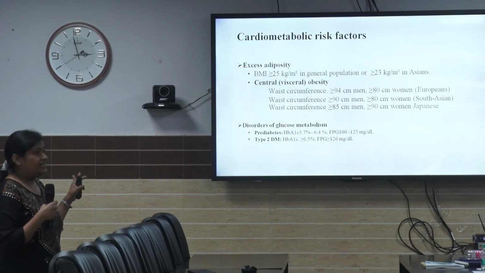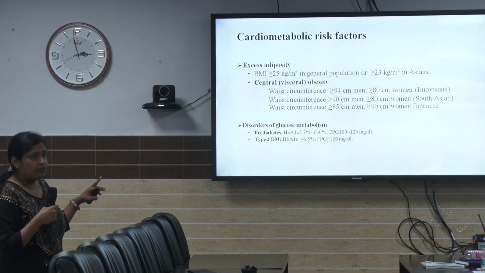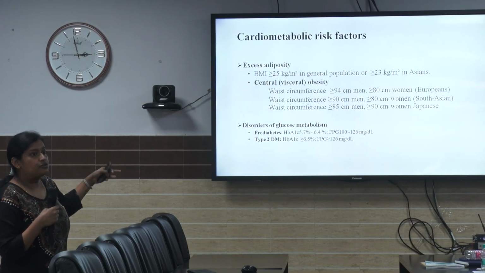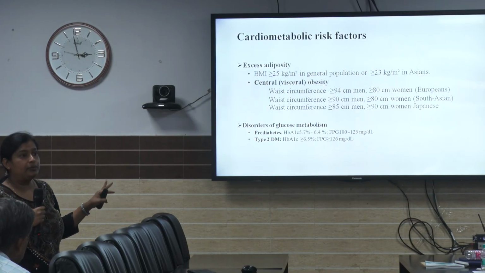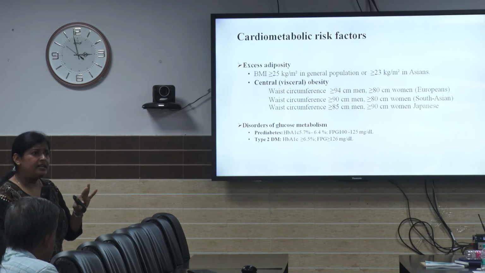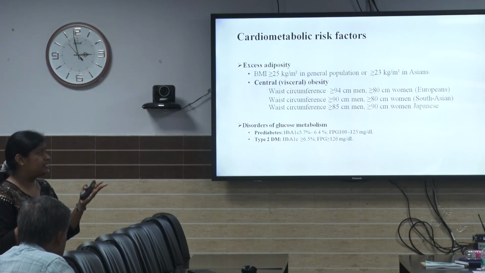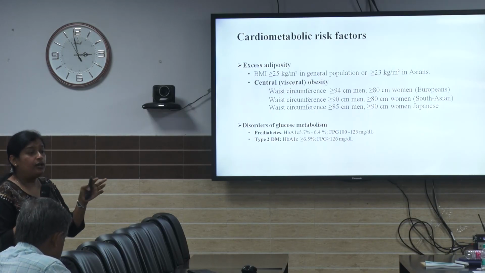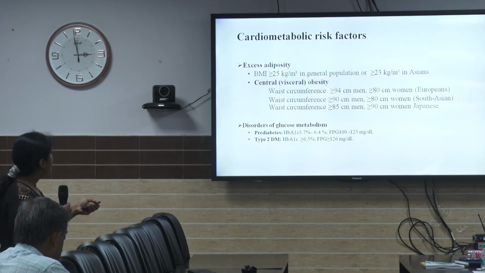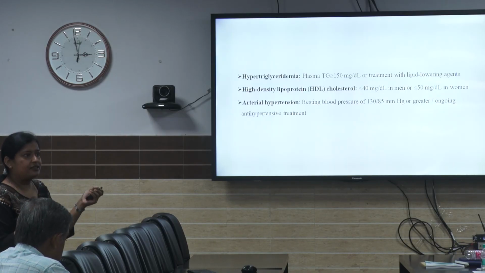Then diabetes. As I mentioned, diabetes itself causes dyslipidemia. A diagnosis of diabetes as well as a diagnosis of pre-diabetes are both going to be cardiometabolic risk factors. For pre-diabetes, the HbA1c value is 5.6 to 6.5. If it falls between these, then also the person is at risk. That is pre-diabetic.